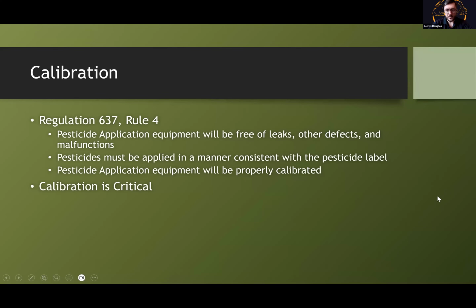Calibration, right? Regulation 637 here in Michigan, rule number 4, says that pesticide application equipment will be free of leaks, other defects, and malfunctions. Pesticides must be applied in a manner consistent with the pesticide label, and pesticide application equipment will be properly calibrated. So by law here in Michigan, our equipment must be calibrated. And it makes sense, right? If your equipment is not calibrated, you're going to have over applications or under applications of various products, and we don't want that. We want accurate applications.